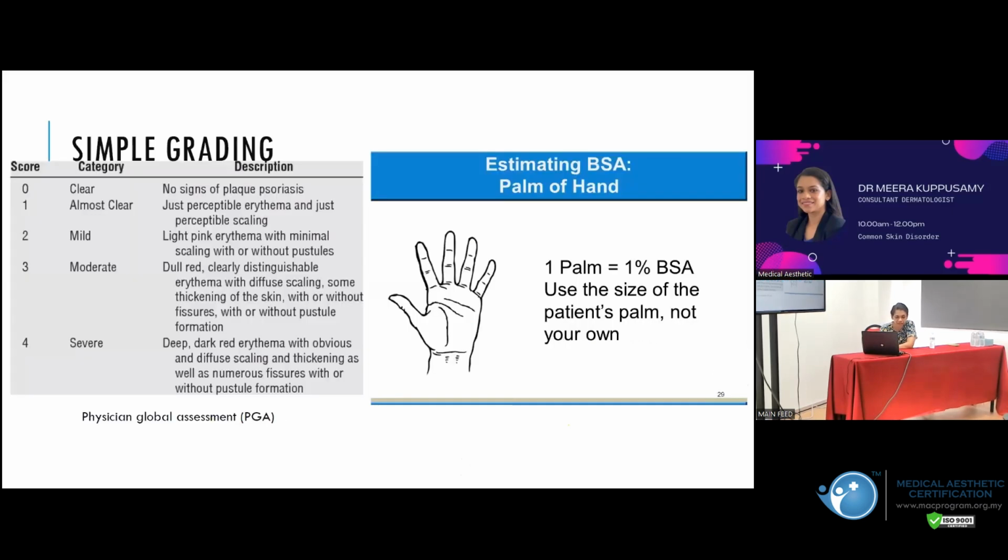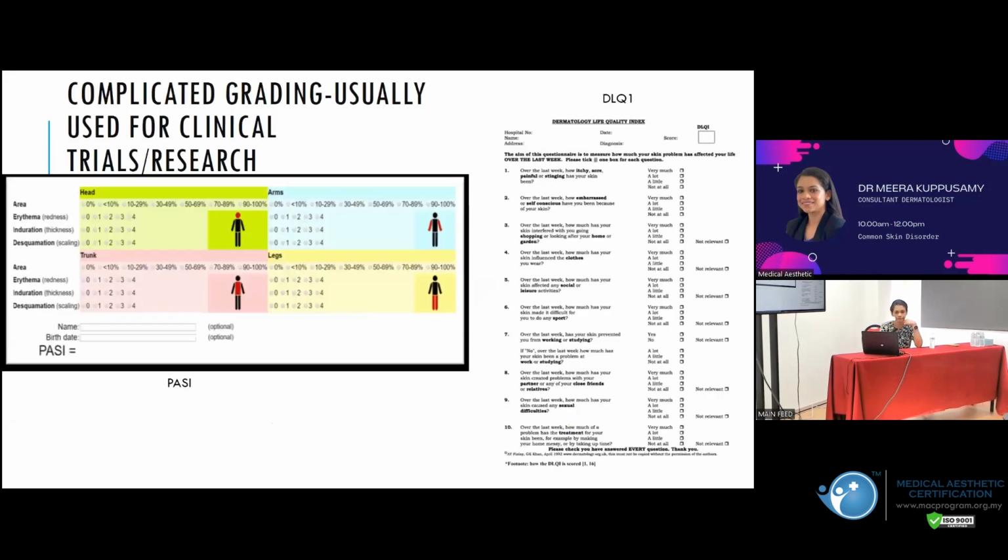Okay, grading of psoriasis. You can use this physician global assessment, very general. So clear, mild, moderate, severe. Or if you want to count by percent, you use body surface area. You use the patient's palm, which indicates 1%. And then you see how many percent involvement of their body.